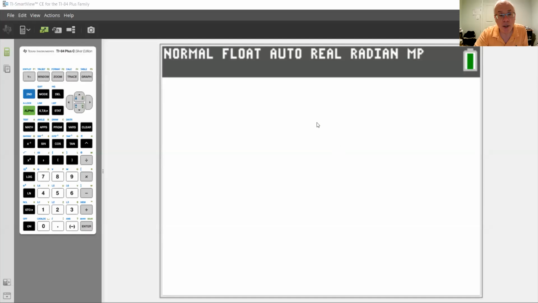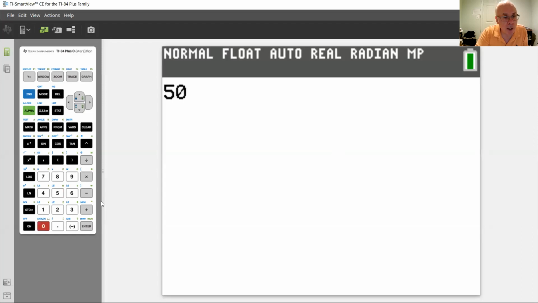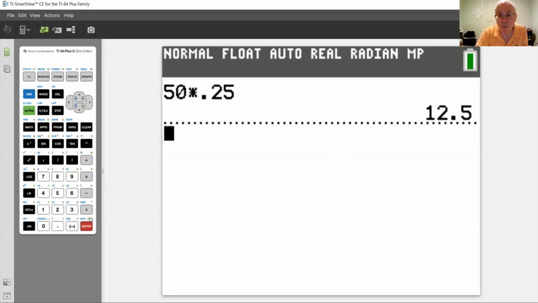Calculator. All right. So the sample size is 50. So it's N times P, 50 times the proportion P, 0.25. And notice that's equal to 12.5, and that is larger than 10.